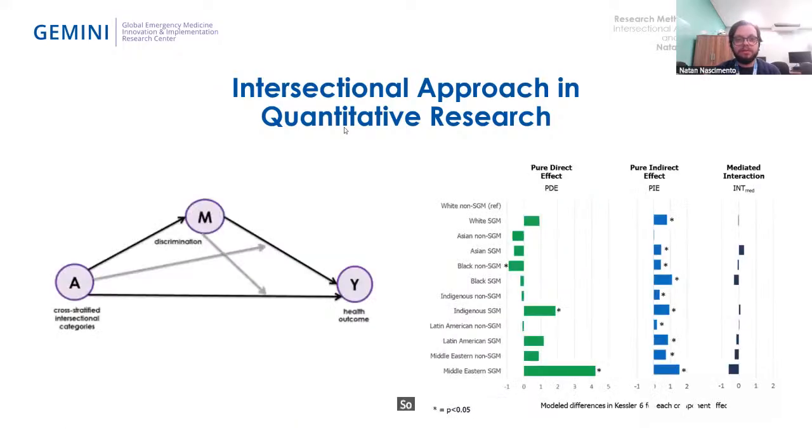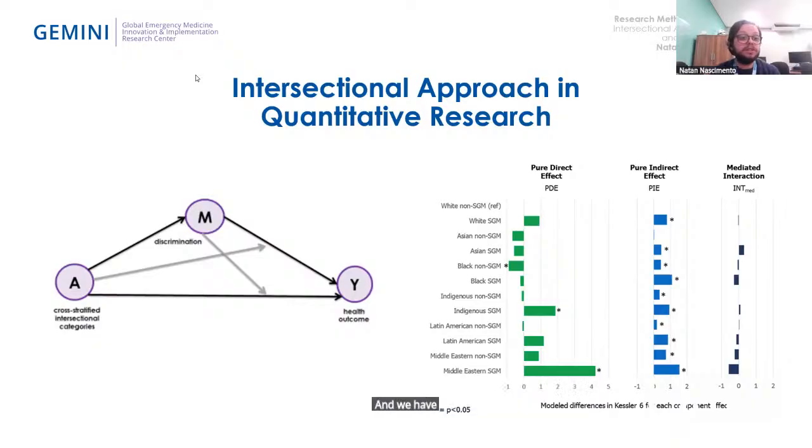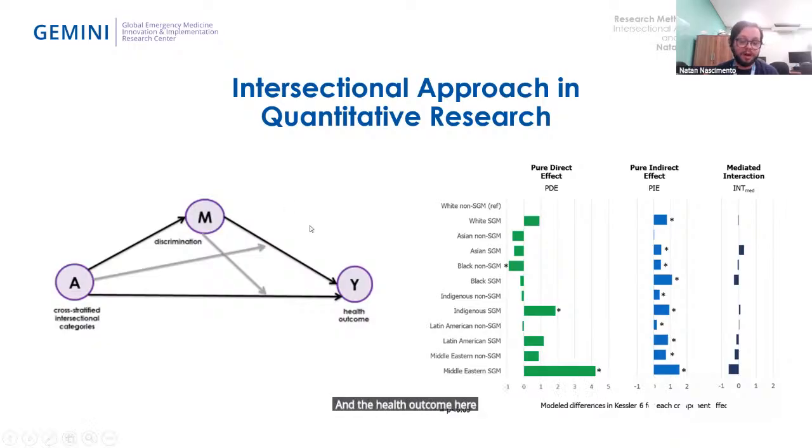So I'm going to put this here. Imagine A as interactions between race and sexual and gender minority groups. So we have the same groups as before: white non-sexual and gender minority, white sexual and gender minority, all the way to Middle Eastern sexual and gender minorities. And we have the perceived discrimination that they report. So they're saying, okay, I have this much discrimination, I have this much discrimination. And the health outcome here, Y, is psychological distress.